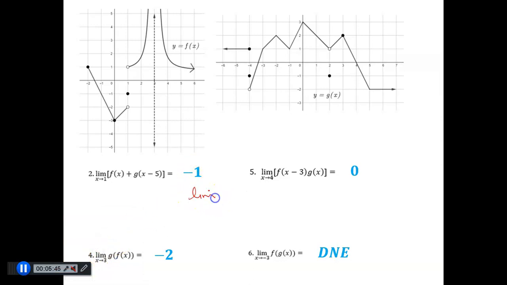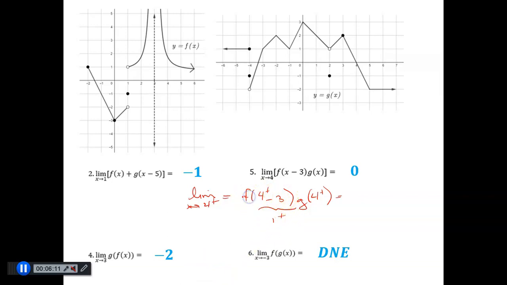the limit as x approaches 4 from the positive side. Let's do that first. Okay, so that would be f of 4 from the positive side minus 3 and g of 4 from the positive side. So 4 from the positive side minus 3 is 1 from the positive side, right? It's a number that's a little bit bigger than 1.